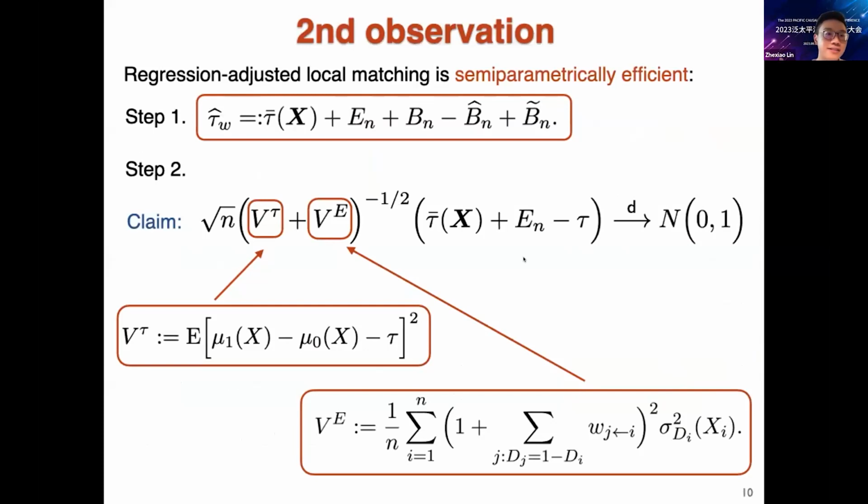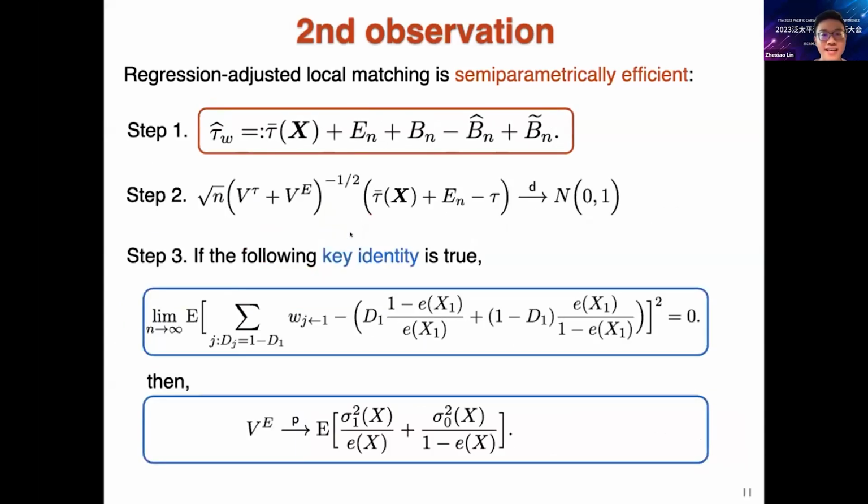We'll see the variance consists of two parts. The first part is very standard, and the second part actually depends on the weight, which depends on the data. So we'll say V is data dependent. But the good news is that if the following key identity is true, then V will converge in probability to a fixed number. And this number is very familiar, because it appears in the semi-parametric efficiency lower bound.